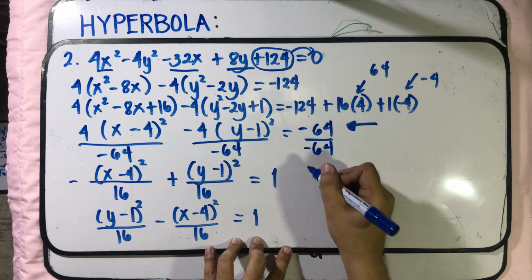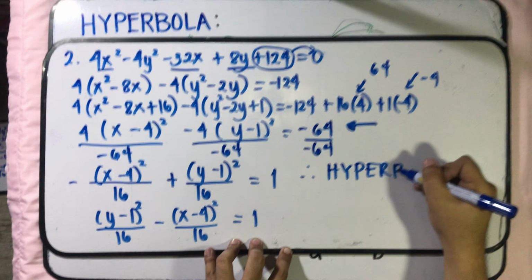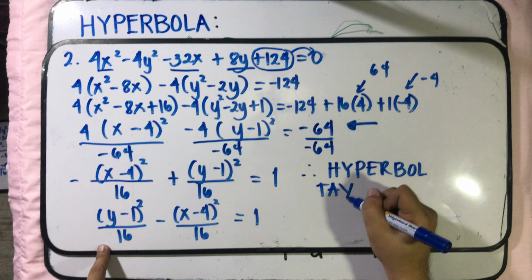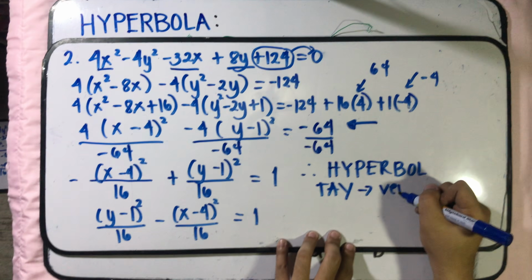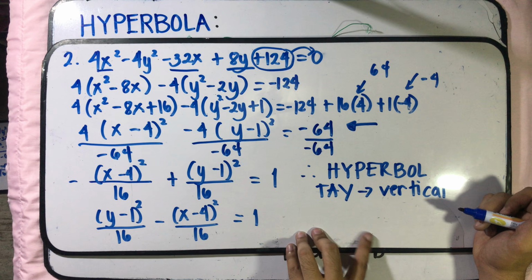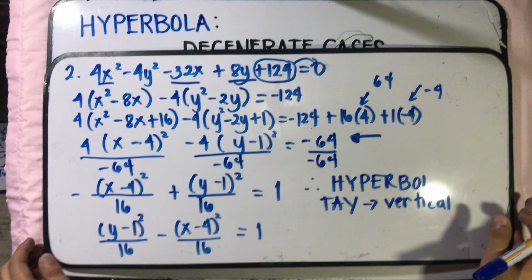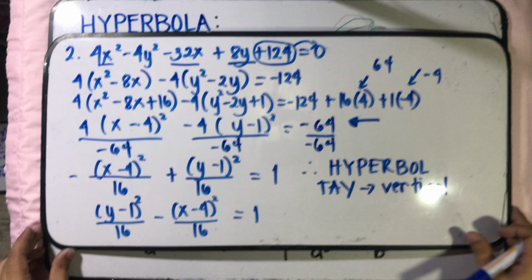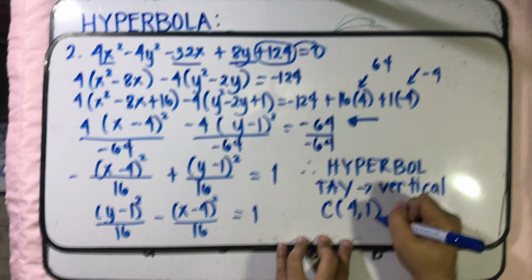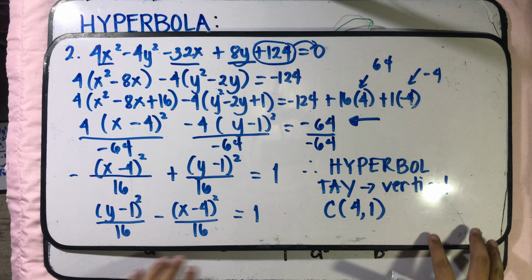So in this case, we could say that this is really an equation of a hyperbola, and that the transverse axis is now y. So that is vertical. And so if this transverse axis is vertical, we could finally say that it is really a hyperbola. And the center is located at positive 4 and positive 1. So that is now our center.